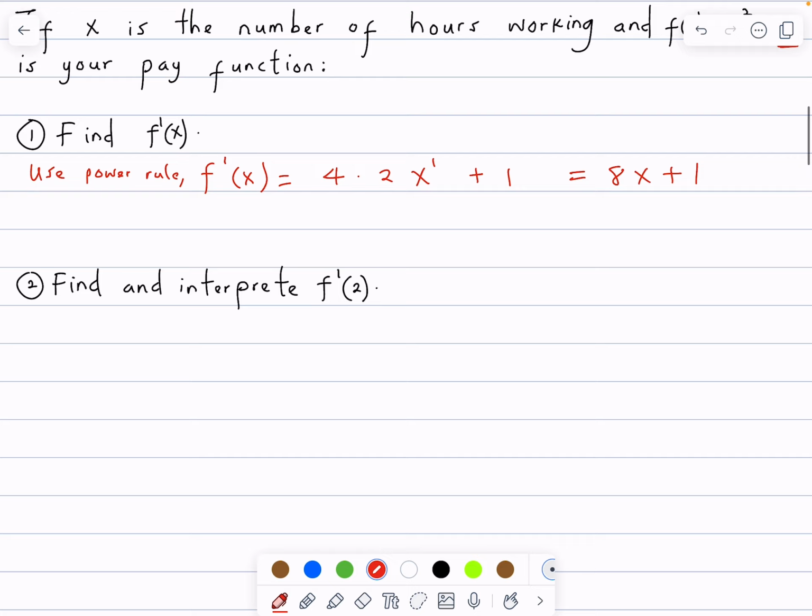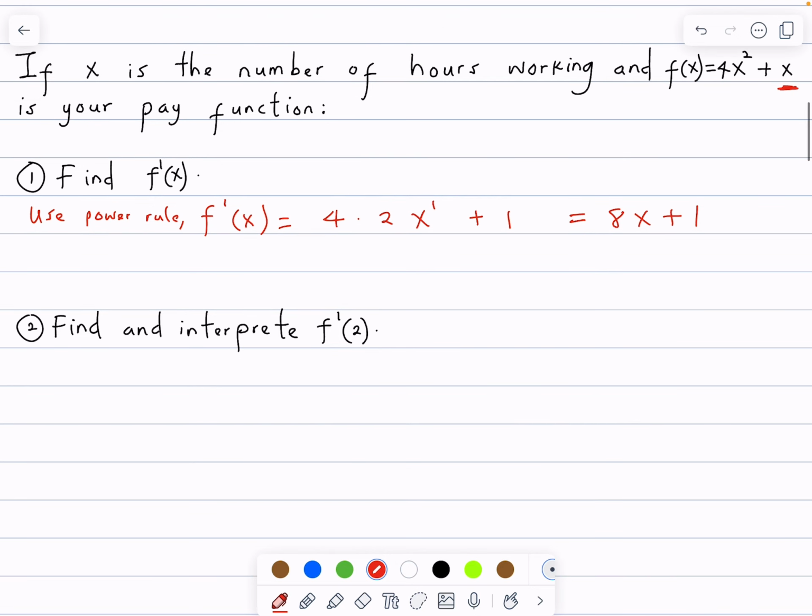Now let's find f prime of 2. That means I'm just plugging 2 into what I got, right? I already have my f prime of x, which is 8x plus 1. So f prime of 2 is just going to be 8 times 2 plus 1, and this is just 17. Okay, the question says find and interpret. So we need to interpret, what does this mean?